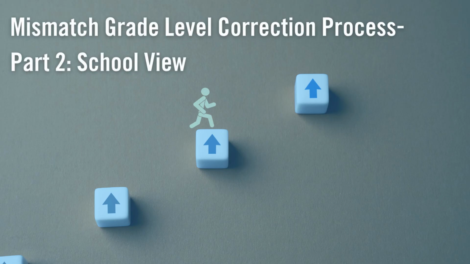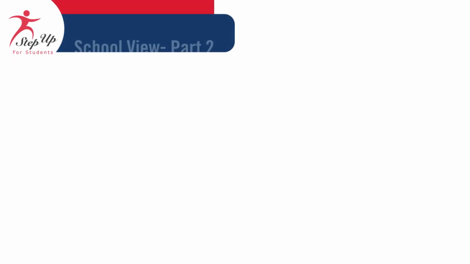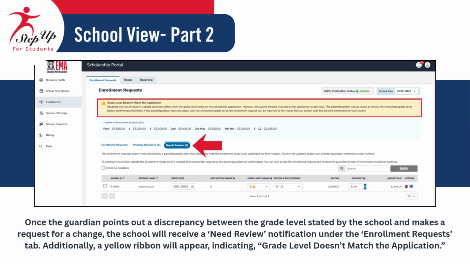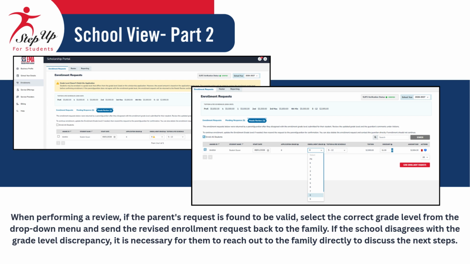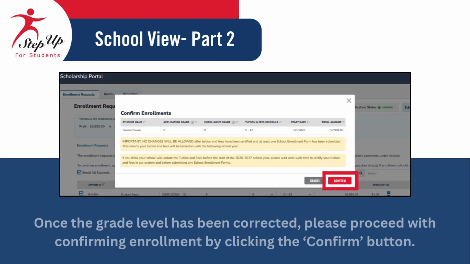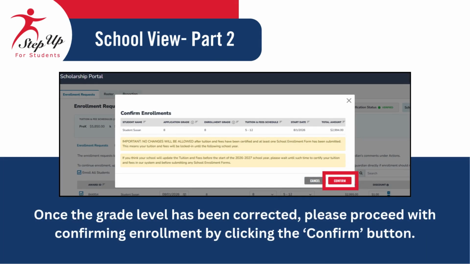Now, we return to the school's view for the second part of the mismatch grade level correction process. If the parent or guardian reports a discrepancy, the school will see a needs review notification under enrollment requests. A yellow ribbon will also appear indicating that the grade level does not match the application. If the parent's request is valid, select the correct grade level from the drop-down menu and resend the revised enrollment request to the family. If the school disagrees with the request, staff should contact the family directly to discuss next steps. Once the grade level has been corrected, complete the process by clicking Confirm.